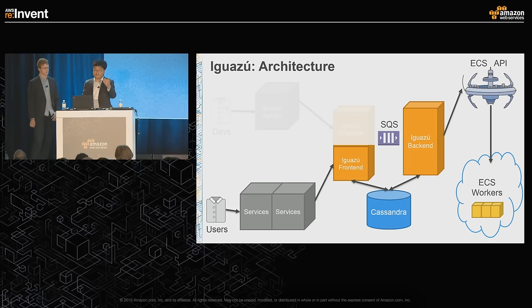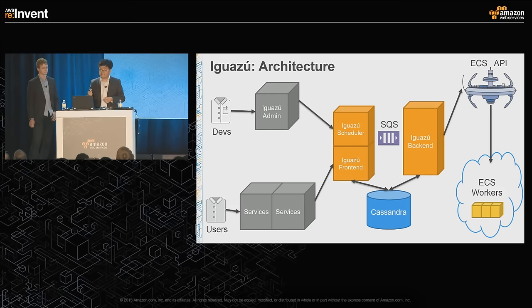And of course, if we have successfully identified an instance with enough resources, then we would call the start task API and ask ECS to run the task on a specific container instance. The Iguazu backend will also periodically monitor the job by calling the ECS APIs and update the status of the job in Cassandra. And each online service, in this case the quiz service, can query the Iguazu front end for that job update within Cassandra.